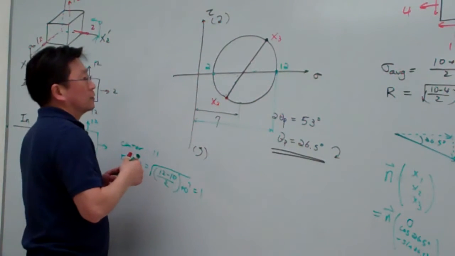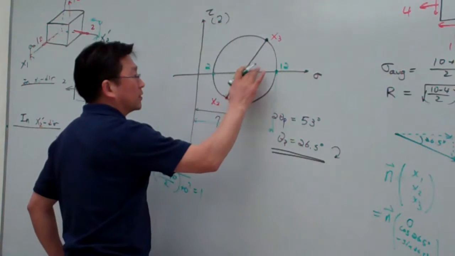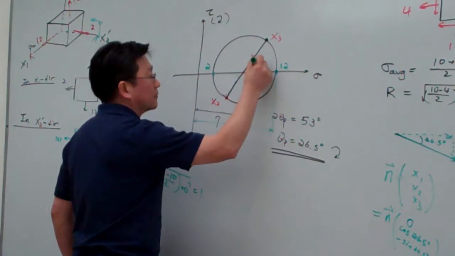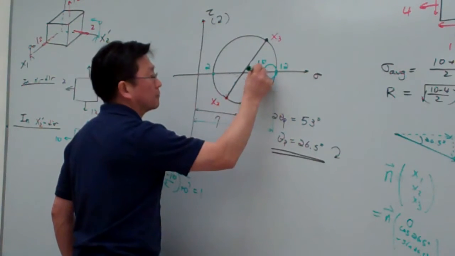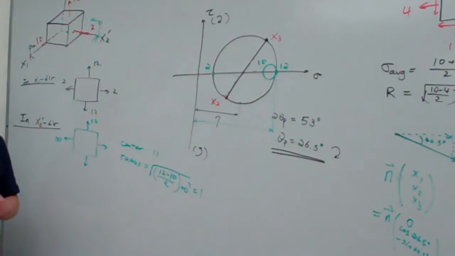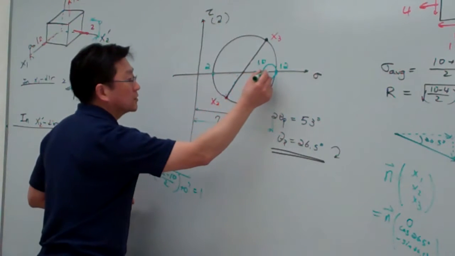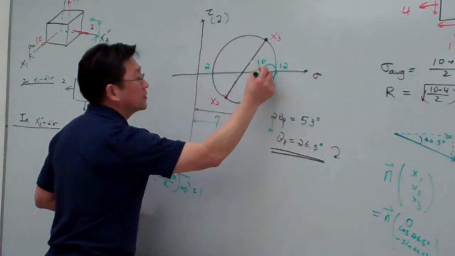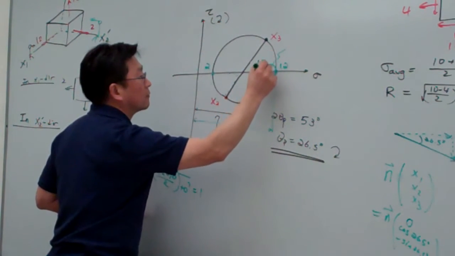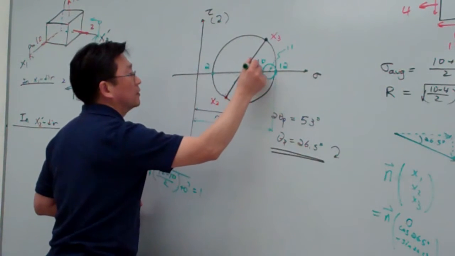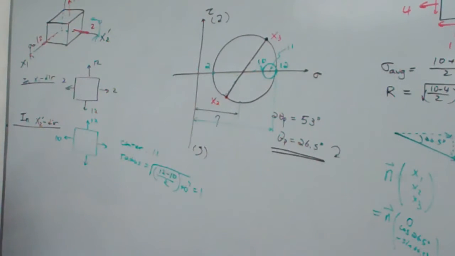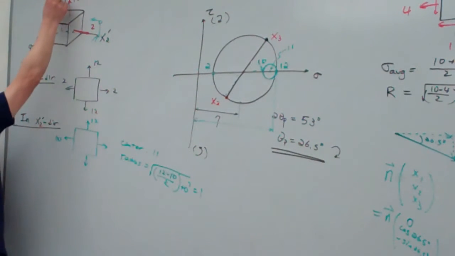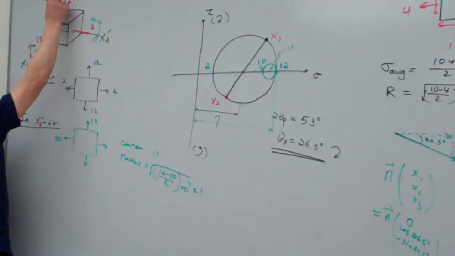Okay. So that circle corresponding is here. This is 10. Using the green one. Okay. And the center here is 11. So here is 11. And here is 10.